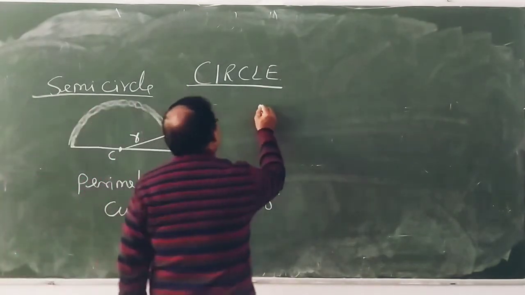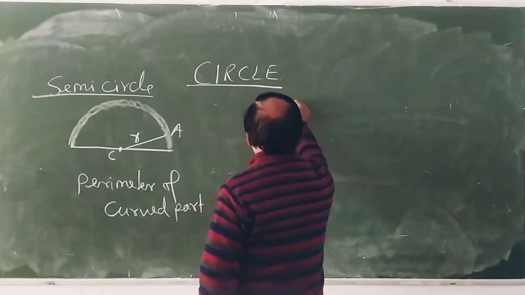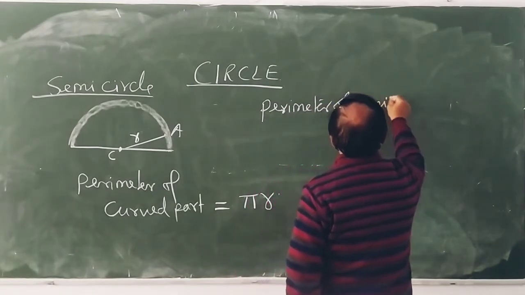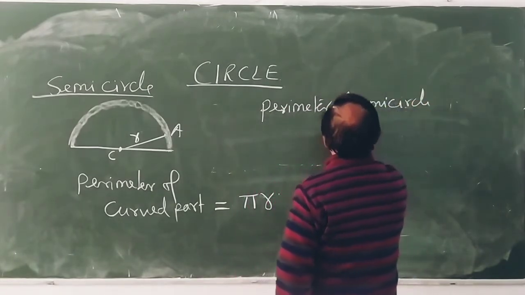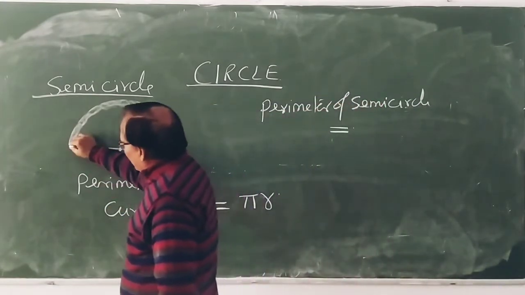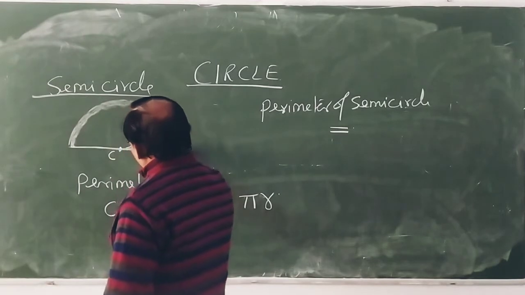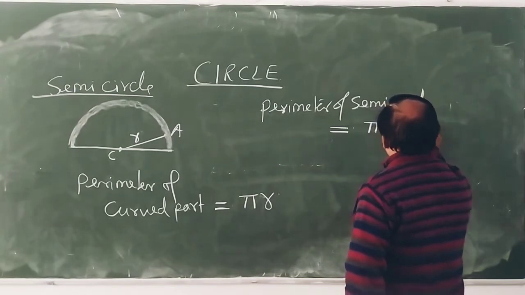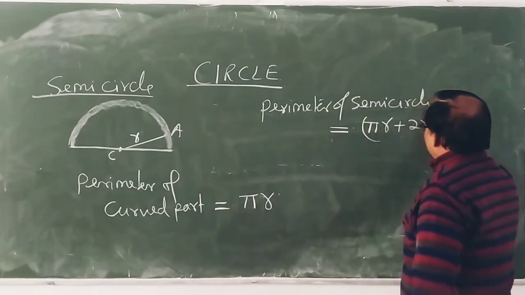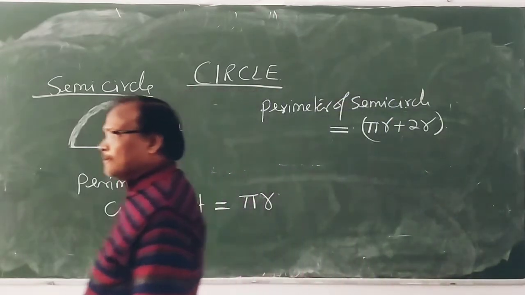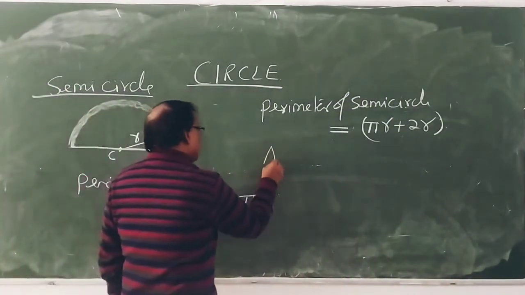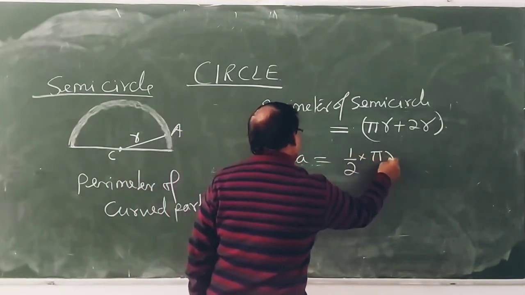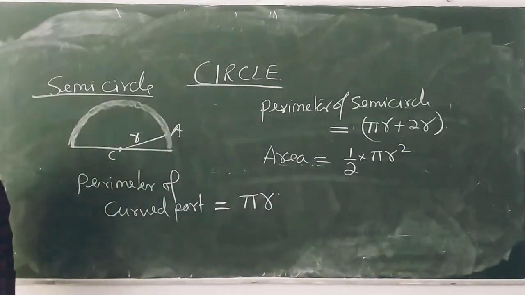But if asked for the complete perimeter of the semicircle, you will add the perimeter on this diameter, that is 2r. So it will be pi r plus 2r. This is the perimeter of the semicircle. Then the area of the semicircle is just half the area of the circle, means pi r square by 2.